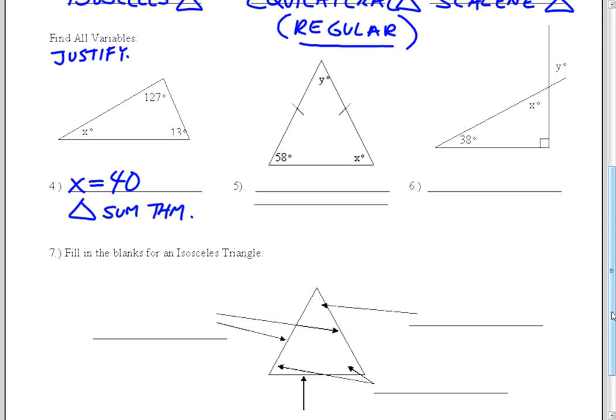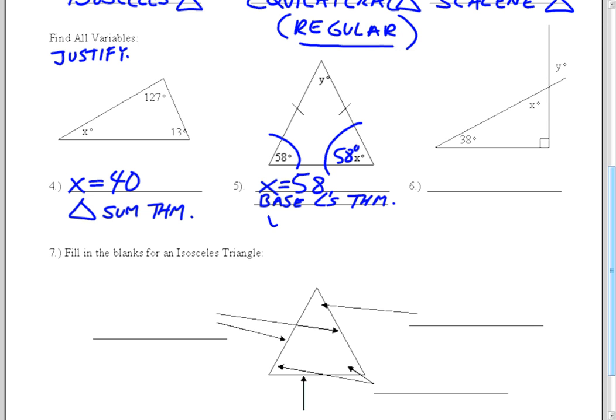Number 5, how can I figure out what x is? Chloe? 58. So I'll put that over here. And let's put some arcs in here, just like we did for number 1. If I've got 2 sides that are equal, I've got 2 angles that are equal. What would be our justification for that? Base angles THM.